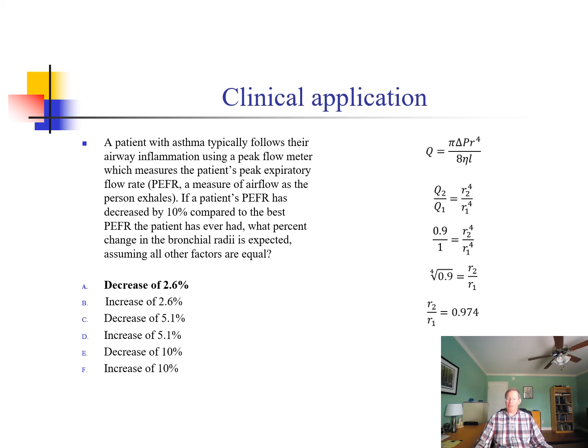And the other is when you've had a 10% decrease in the peak expiratory flow rate. So in this case, my Q2 is when I'm having some decrease in my peak expiratory flow rate, and I can set this up. I've canceled all these other terms out because, again, they're constant, and they'll cancel when I set the ratio. And now I can take the fourth root of that in order to get the relative change in radii. So this tells me my new radius, when I have this decrease in peak expiratory flow rate, is now 0.974, which is a decrease from 1 and a decrease of 2.6%.